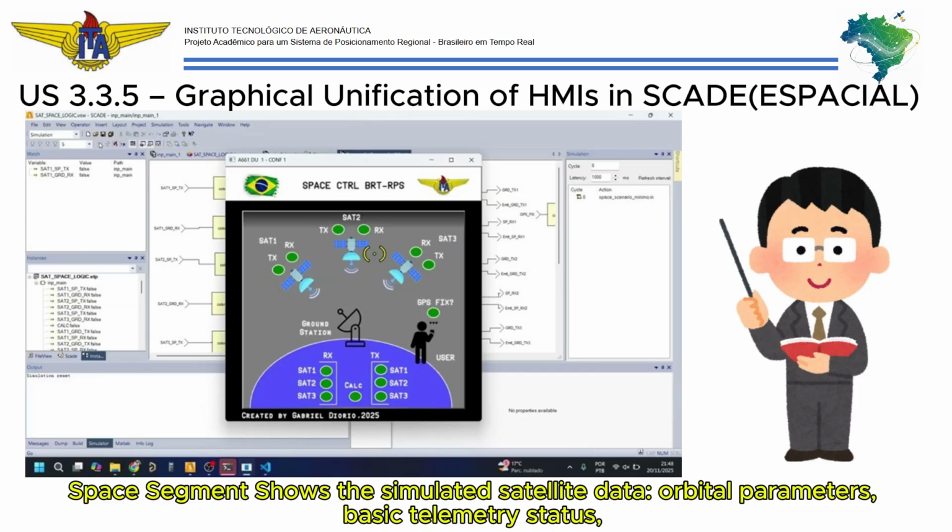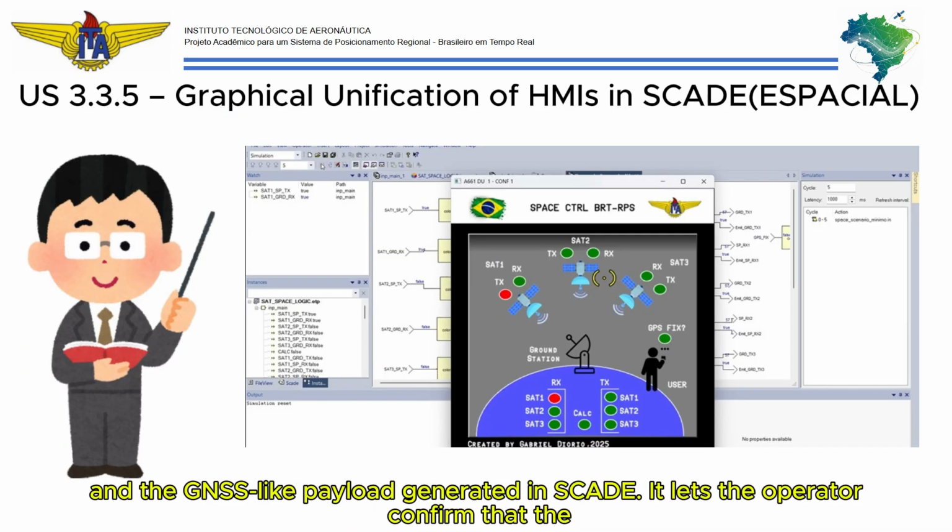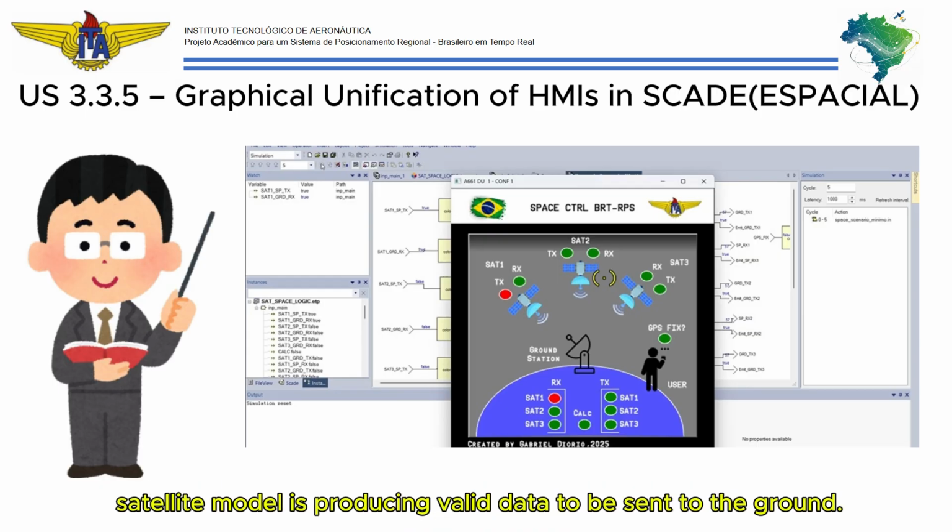The space segment shows the simulated satellite data, orbital parameters, basic telemetry status, and the GNSS-like payload generated in SCADE. It lets the operator confirm that the satellite model is producing valid data to be sent to the ground.